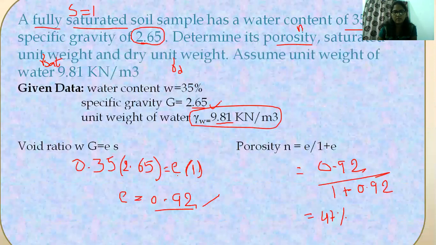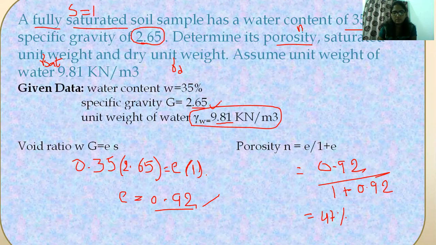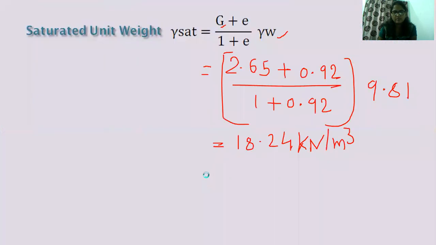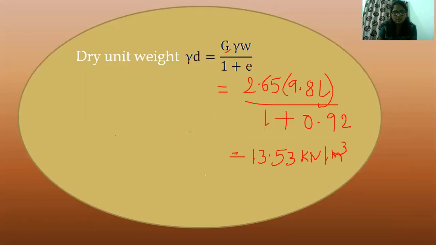That is determined in first step. E is equal to 0.92. That value also we can substitute in dry unit weight. So, 2.65 into 9.81 divided by 1 plus 0.92. The value is 13.53 kilonewton per meter cube.